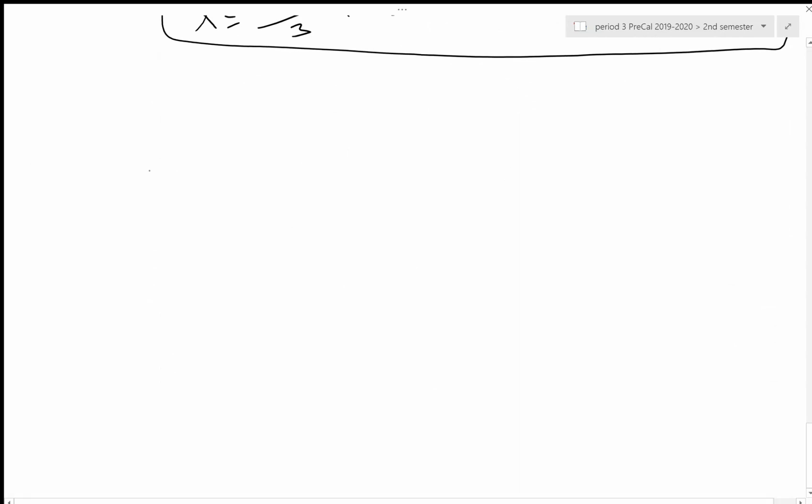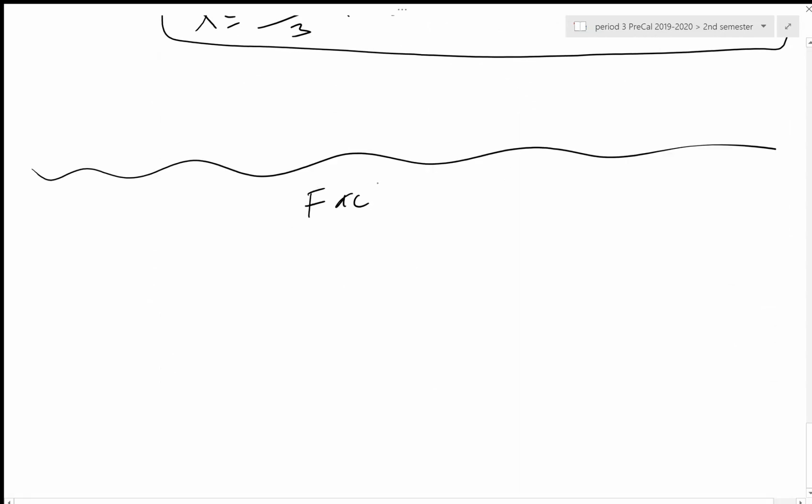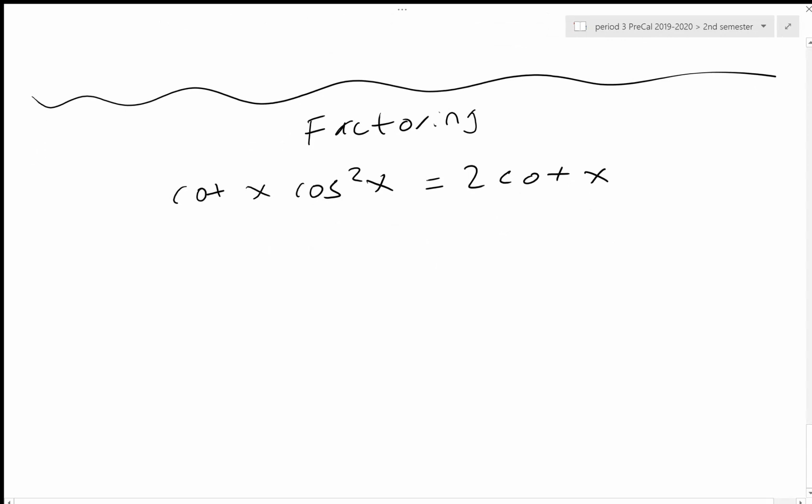All right. Another example I'm gonna have you guys go over now would be factoring. So here's an example: cotangent x cosine squared x equals 2 cotangent x. Okay. Everything with the trig function, we're gonna move to the left side. Okay, remember, it has to be equal to 0.